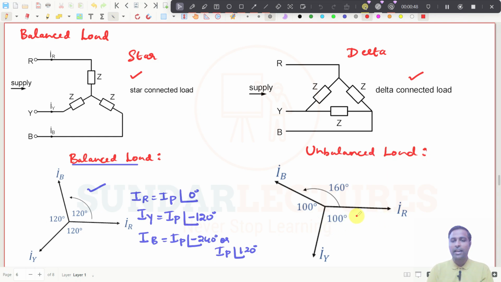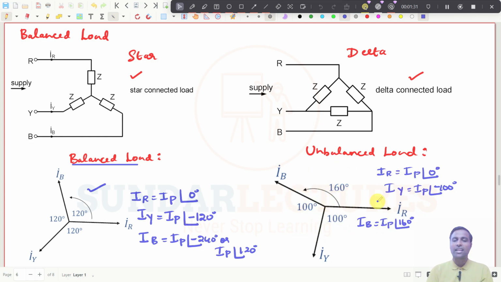Why? You see here, if you take the R phase as the reference phase, then you will have IR value to be I phase at an angle of 0 degrees. If I am taking this as reference, then IY to be I phase at an angle of minus 100 degrees, right? This is minus 100, and if I write IB, then I will write it as I phase R at an angle of 160 degrees. See, there is no 120 degree partition between the phases, R phase and Y phase and B phase. It has 160 degrees, it has 100 degrees, it has 100 degrees.